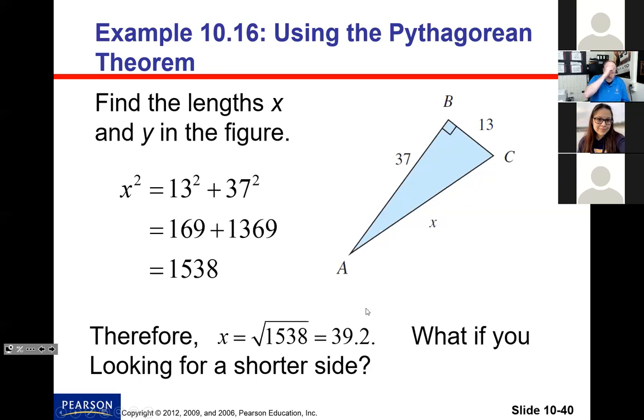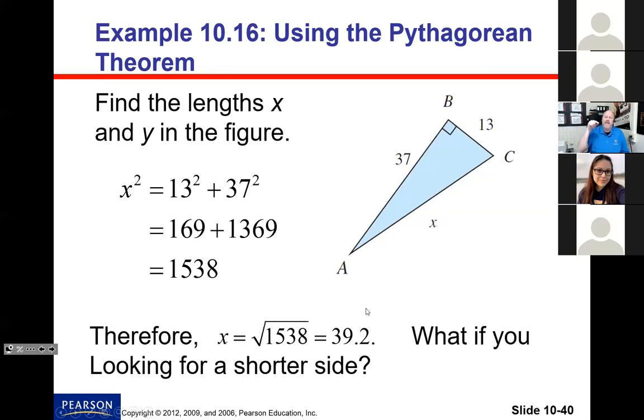Okay. Here's the question though. That's finding a longer side. What would you do if you're trying to find a shorter side?